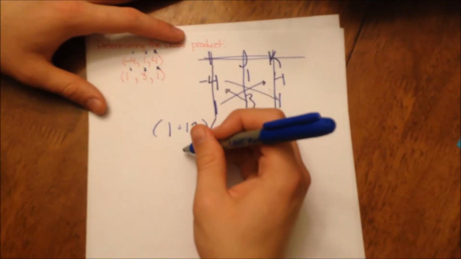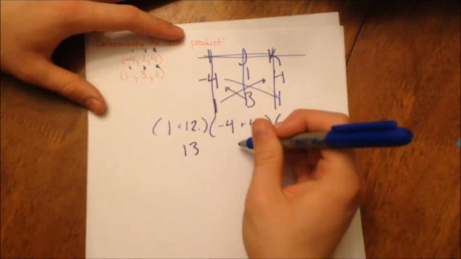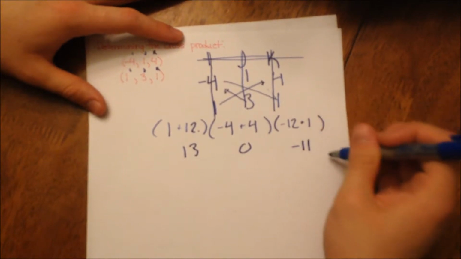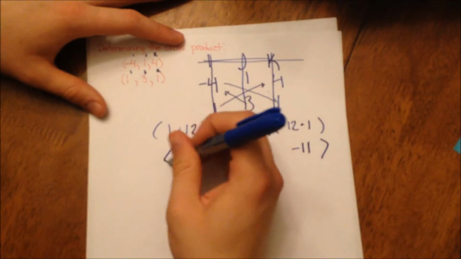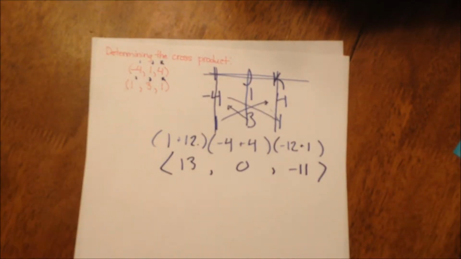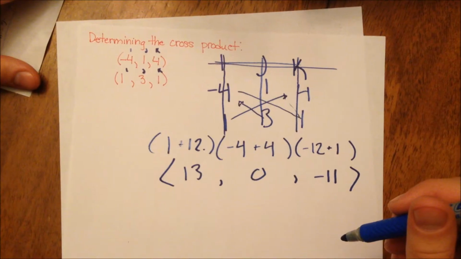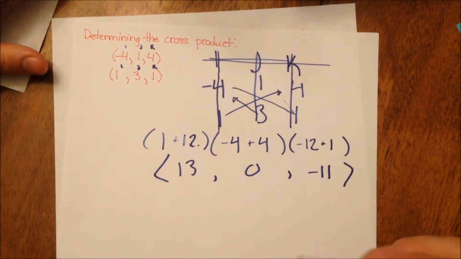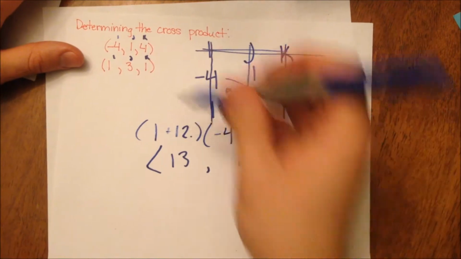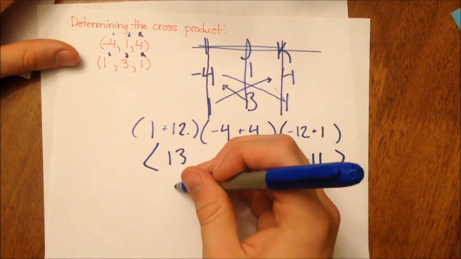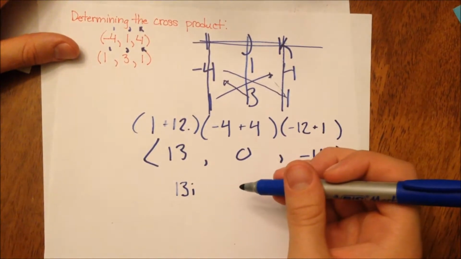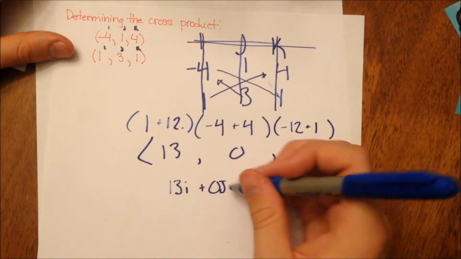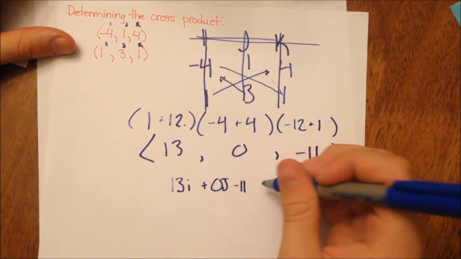Now let's simplify it down. That's 13. This is 0. 4's cancel each other out. And then that's negative 11. And then that's going to be our cross product. And then just to get everything back in the correct form, you're just going to go back to i, j, k like we did up here. So it's going to be 13i plus 0j, and then minus 11k.